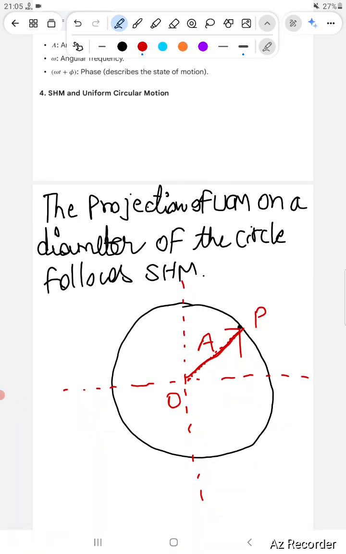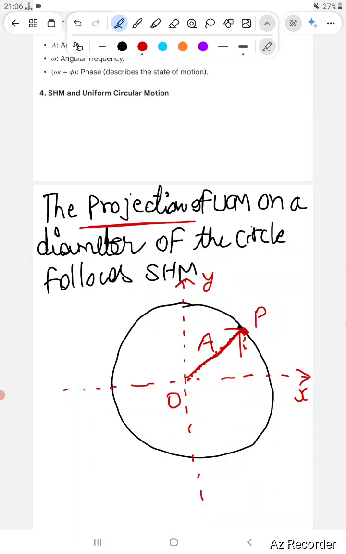Dear students, what is my aim? मैं क्या करना चाहता हूँ यहाँ पर? ये पर्सन यहाँ पर है. If I want to draw a projection of this point P, मैं क्या कर रहा हूँ? प्रोजेक्शन ऑफ P निकालूँ. तो इस P का प्रोजेक्शन we can find out on the y-axis also, and we can find out on the x-axis also.